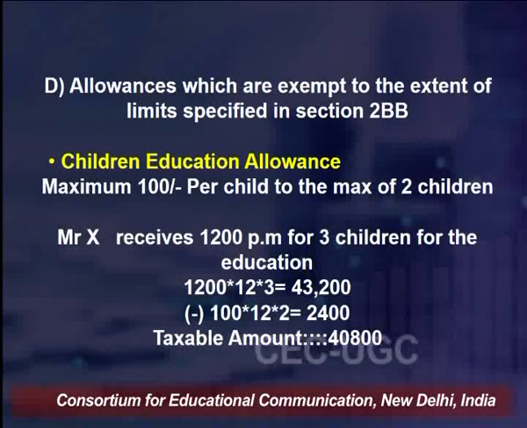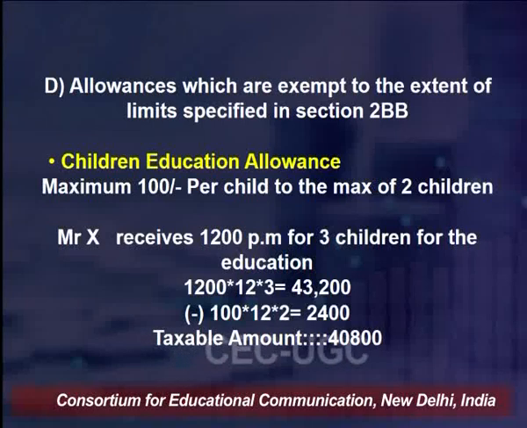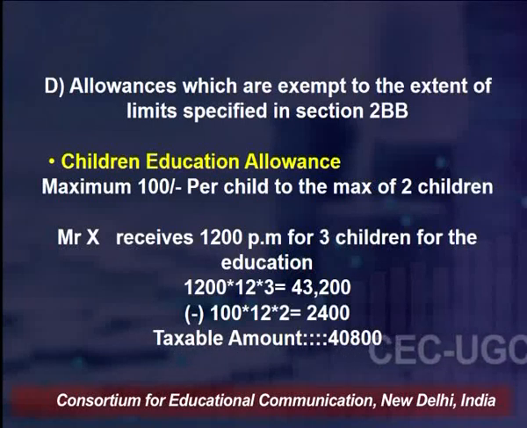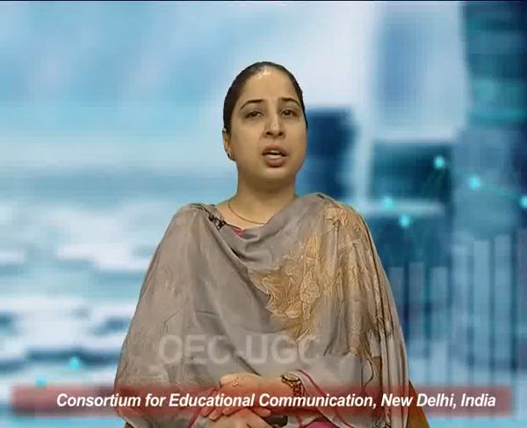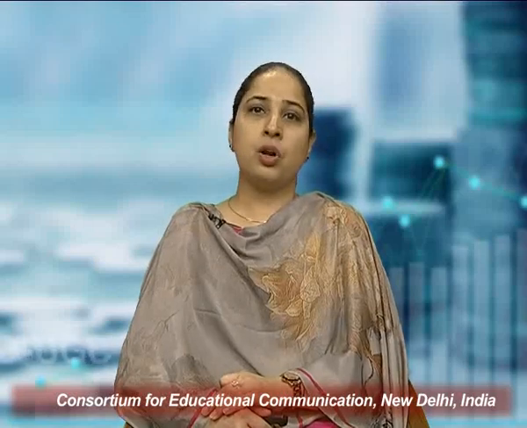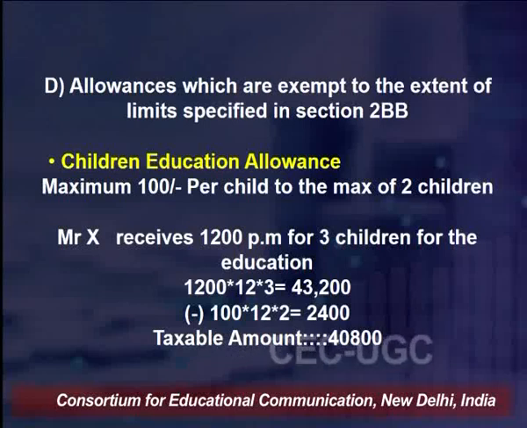Now, as per the income tax rules, the allowance is exempted for 100 rupees per child to a maximum of 2 children. For example, let's say Mr. X receives 1200 per month for 3 children for education. In that case, what is the amount of allowance that he is receiving? He is receiving 1200 for, let's say, 3 children and for 12 months. So, the total comes out to be 43,200.